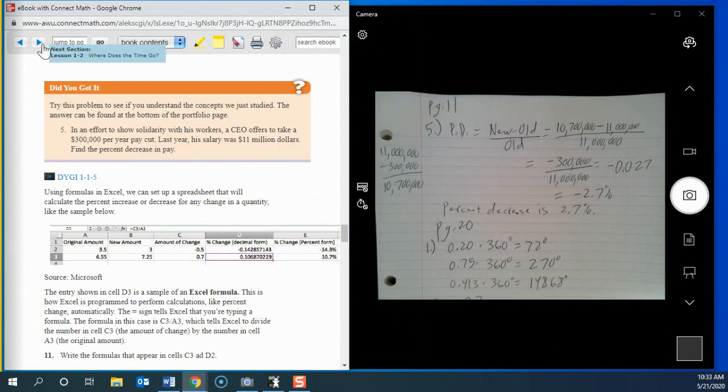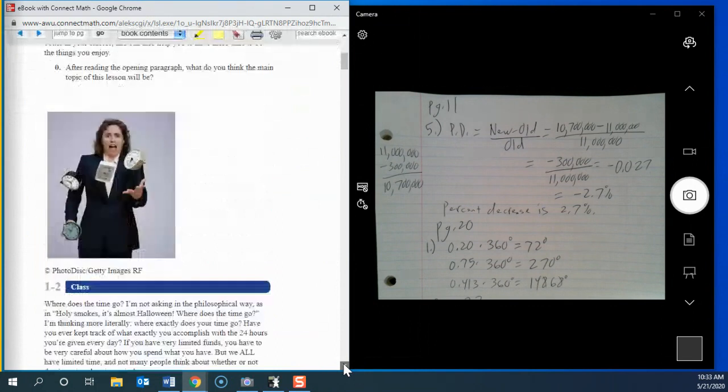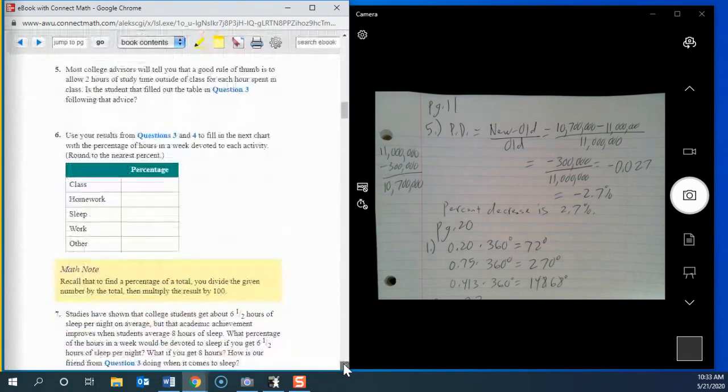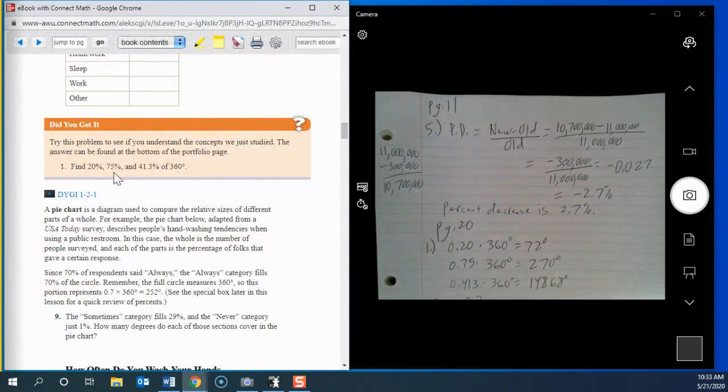So now we go on to section 1.2. Now section 1.2, the first did you get it problem was on page 20. Now it says, did you get it? Try this problem to see if you understand the concepts we just studied. The answer can be found at the bottom of the portfolio page. It tells us to find 20%, 75%, and 41.3% of 360 degrees.